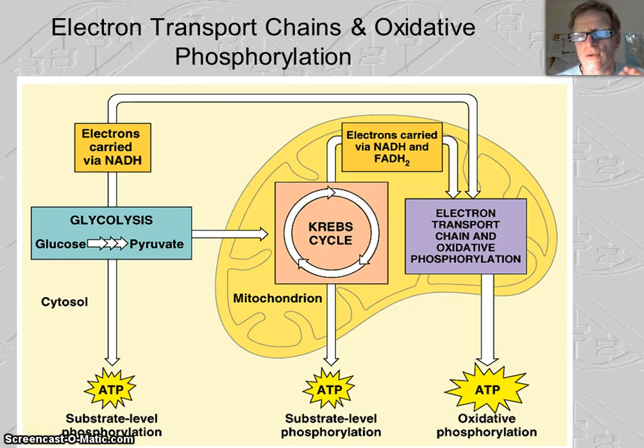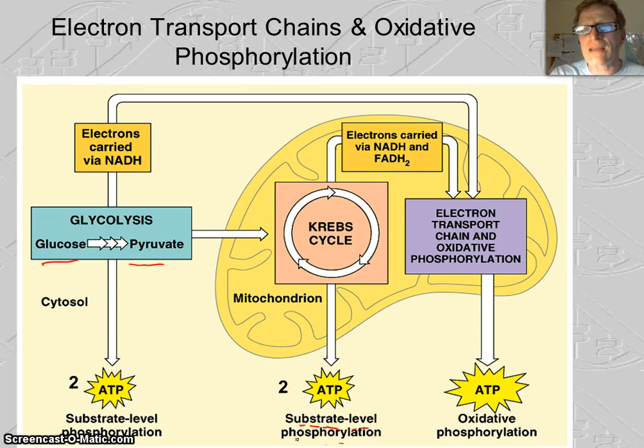Okay, so just to review what we went over, the first two steps. In glycolysis, we split glucose into two pyruvates. We get a total of 2 ATP there. That's called substrate level phosphorylation because we're making ATP by basically breaking the substrate glucose into smaller molecules. Then it goes into the Krebs cycle where we get 2 more ATP. That's also called substrate level phosphorylation.